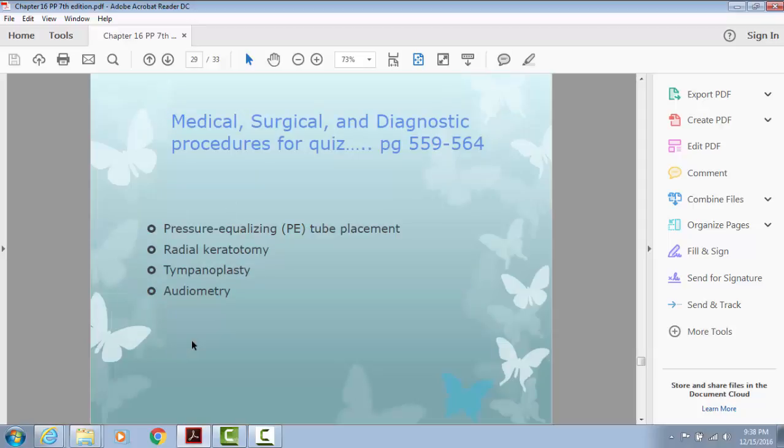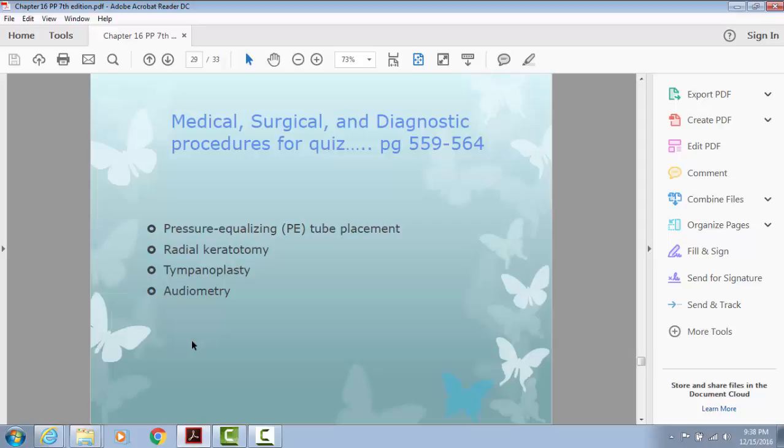We talked about pressure equalizing tube placement, and they show a picture on page 560, which is insertion of a tube through the tympanic membrane, which promotes drainage from the middle ear to the outer ear canal, and that's what they do to treat children that have recurrent ear infections. Radial keratotomy is incision of the cornea for treatment of nearsightedness and astigmatism. They also call this radial keratotomy.